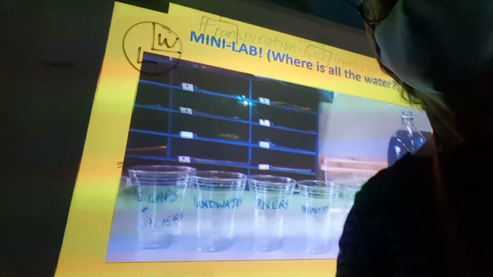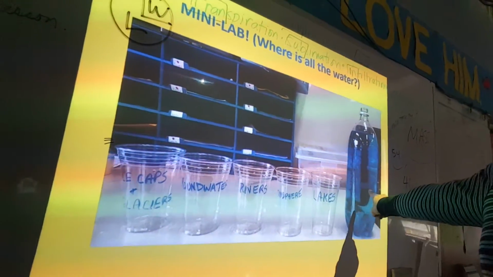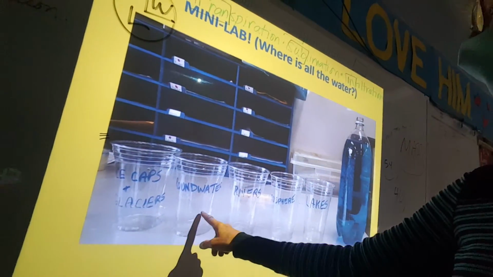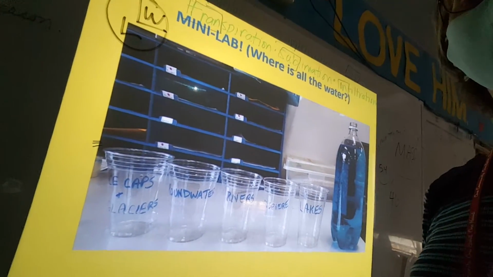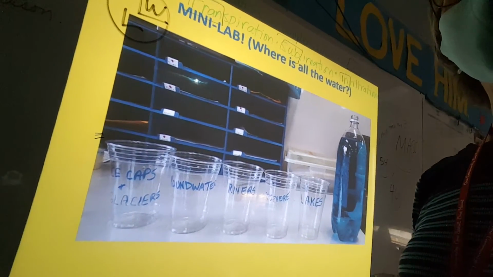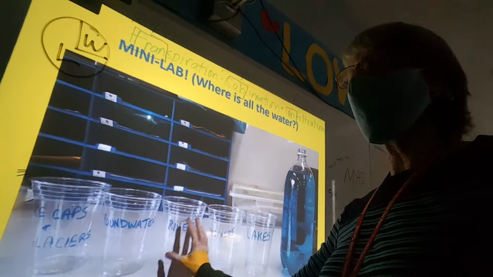Okay, we're getting ready to do our little mini lab, and the kids have made their predictions. This is the next slide in the presentation that we're looking at. They're going to get a bottle of water like this and 5 cups. They're labeled ice caps and glaciers, groundwater, rivers, atmosphere, and lakes. And they're going to pour the water into each of these containers as much as they think. If this were all the water in the world, how much water would go in each of these?